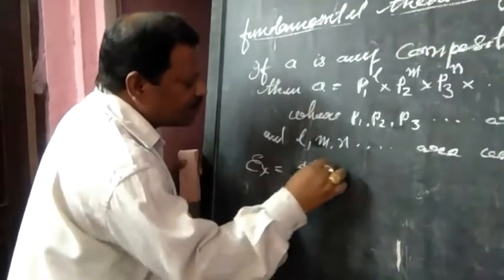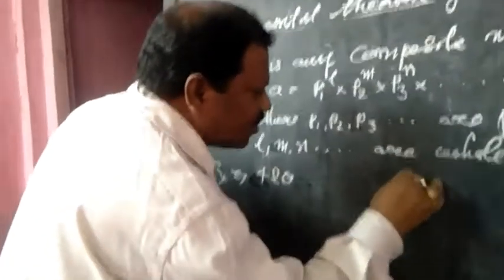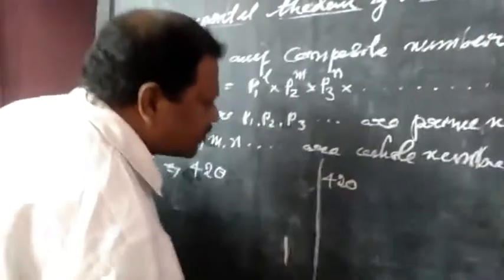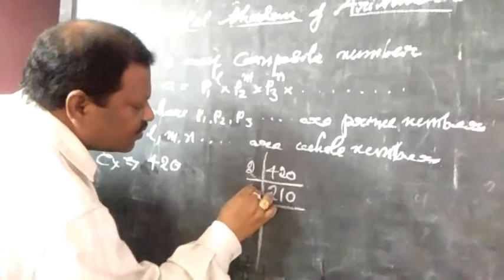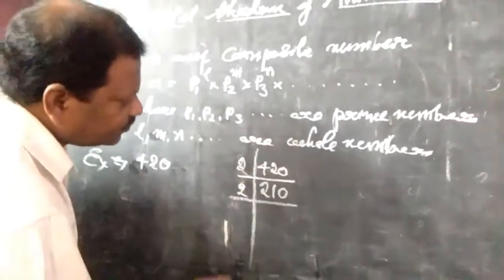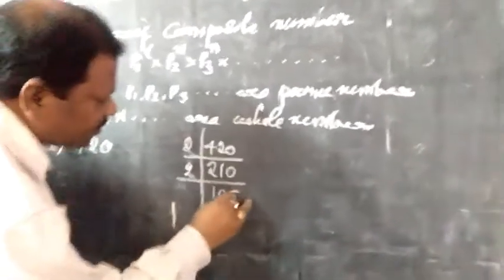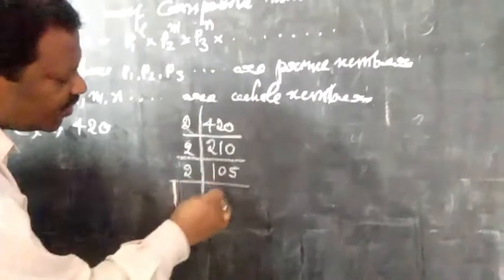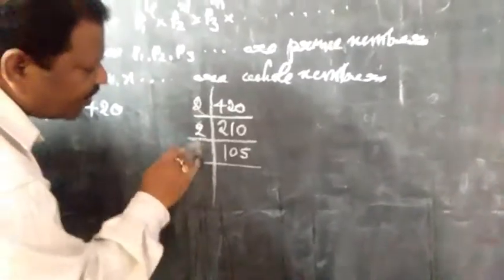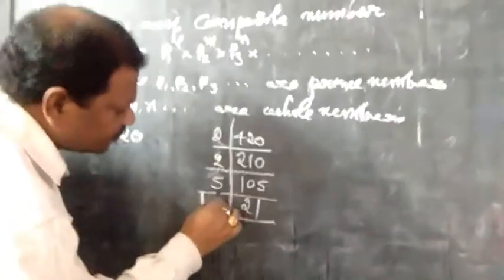Now for example, 420. Write it in terms of prime factors. First find out the factors of 420. 420 divided by 2 is 210. Next, 2 ones are 2, 2 fives are 10. Next, 2, how many times? Next, 5 you have to take. 5 twos are 10, 5 ones are 5. Next, 3.